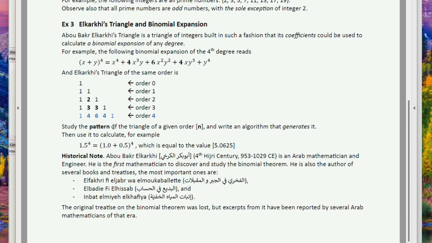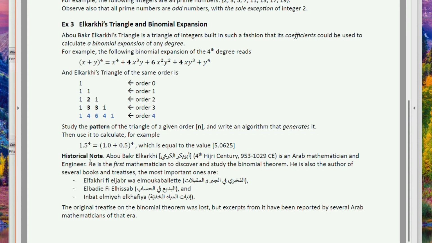Study the pattern of the triangle of a given order n. This is just an example, but you should deal with a triangle of any order, and write an algorithm that generates it. Then the second task, use it to calculate, for example, 1.5 to the power of 4. We separate 1.5 to 1 plus 0.5 to the power of 4. Of course, this is just an example. The algorithm we will write for the binomial should work with any x and any y and any n, any degree. But this is an example.